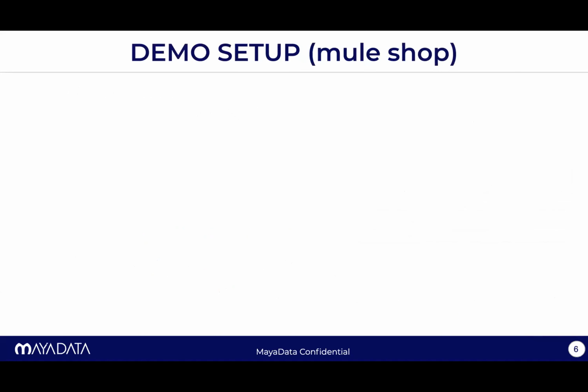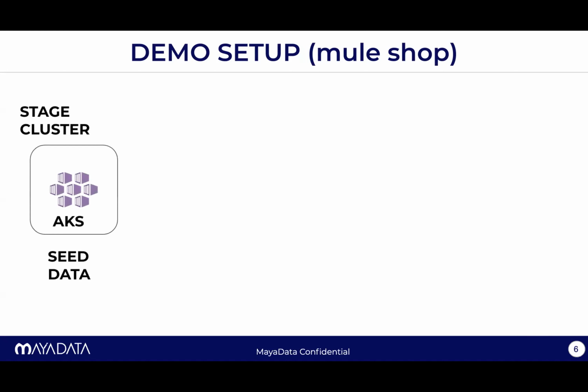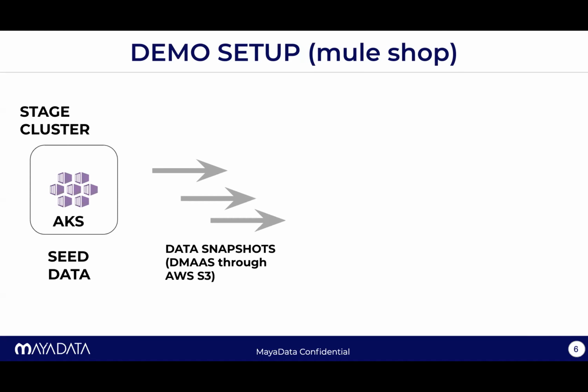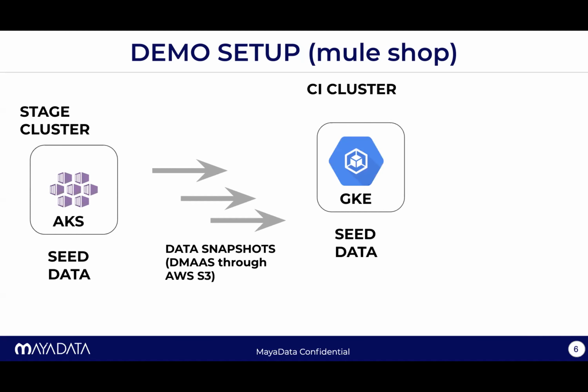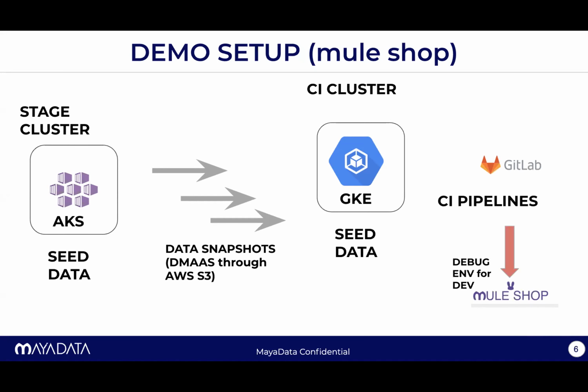So what I have is an application called MuleShop. It's an e-commerce application, and it is running on Azure, and I have a stage cluster there where there is seed data. And I've set up DMAS, which I'm going to show how it's getting transferred. And then my CI cluster is on a totally different cloud, which is generally the case. In a multi-cloud environment, you would have a totally different infrastructure set up for your prod versus your dev and CI, etc. And I have a GitLab CI pipeline where I'm running MuleShop.